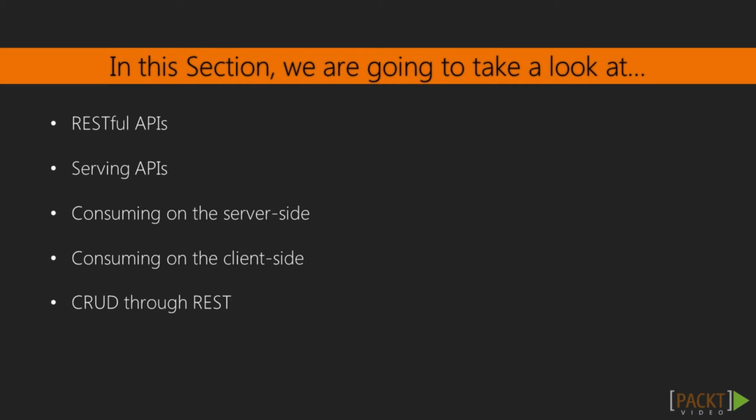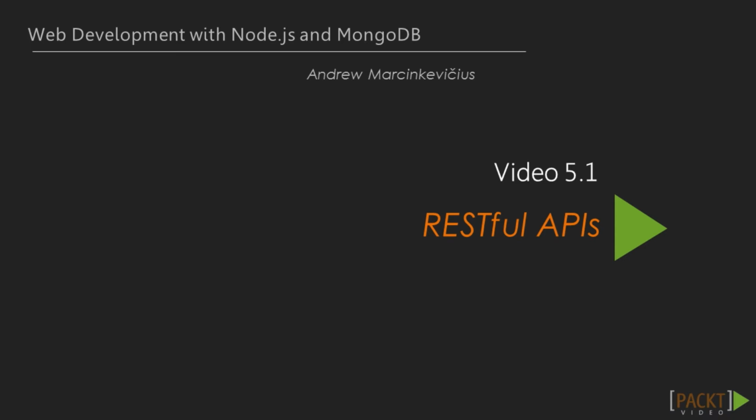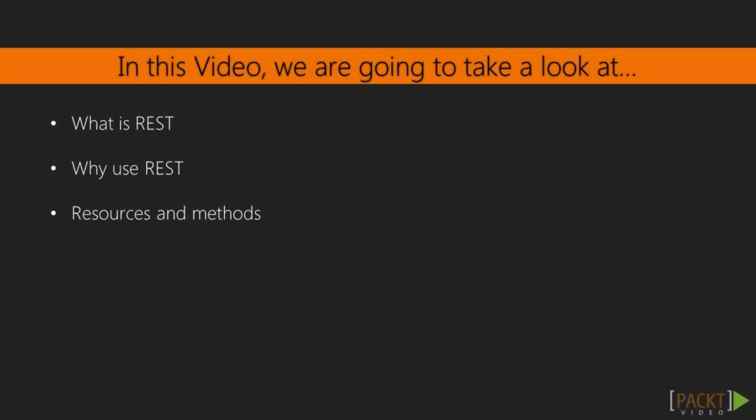Then we will dive into how to consume REST API on the server using the API module, the native HTTP module, and API REST client module. We will learn how to document our API, how to retrieve and manipulate data from an API on the client side. Last but not least, we will see how to provide CRUD through REST and how to aggregate our data. Now, we move on to the first video of this section that deals with RESTful APIs.